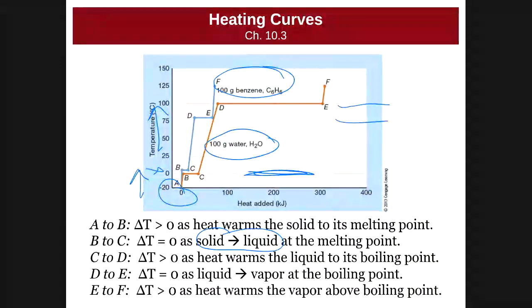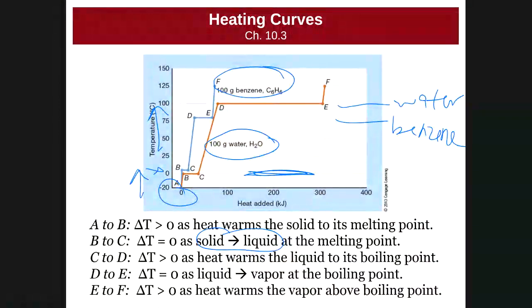So our boiling point is a little lower for benzene than it is for water. Water is right at our 100 degrees Celsius where we'd expect it. Benzene is a bit lower, at like 80. So that is our boiling point where it goes horizontal again.